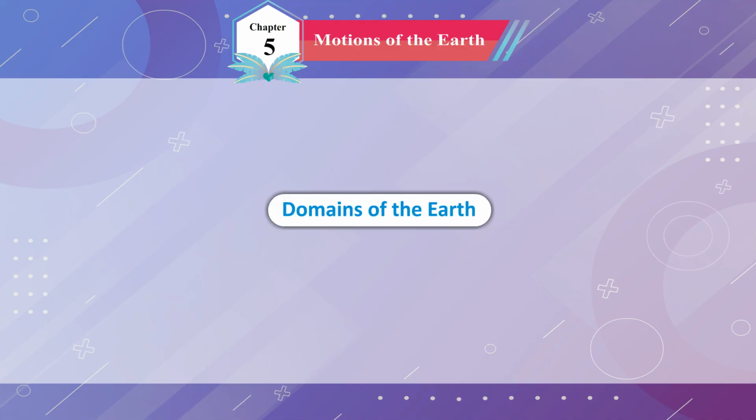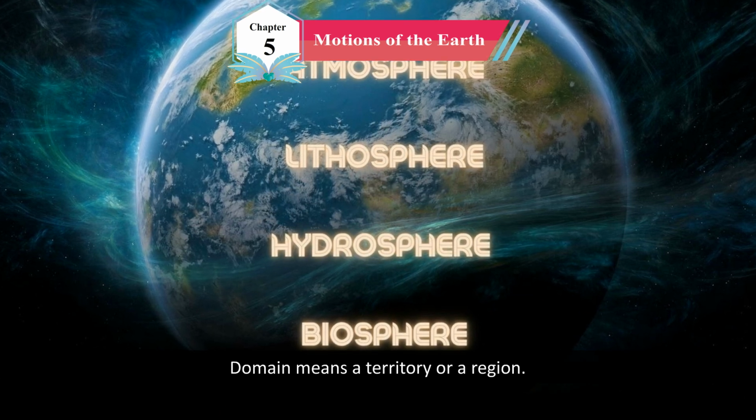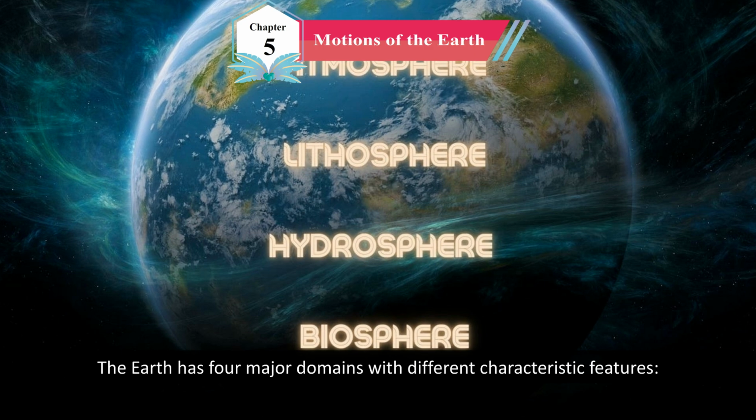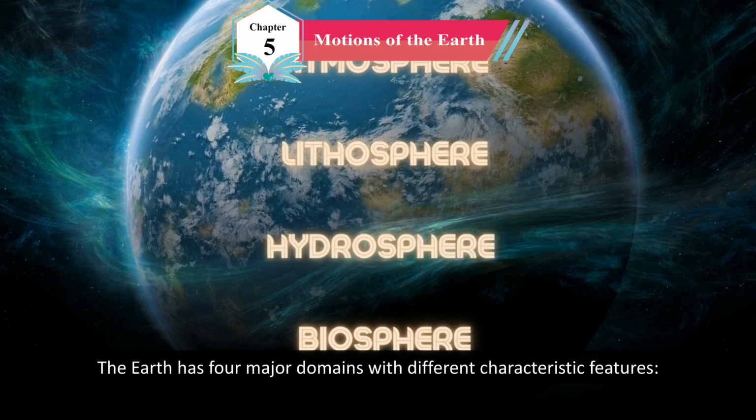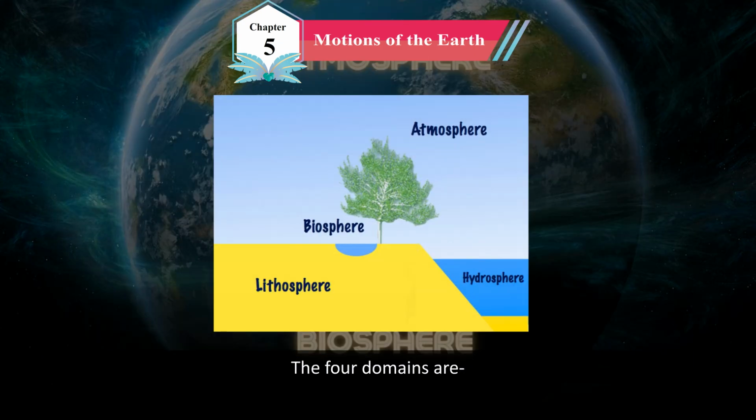Domains of the earth. Domain means a territory or a region. The earth has 4 major domains with different characteristics and features: lithosphere, hydrosphere, atmosphere, biosphere.